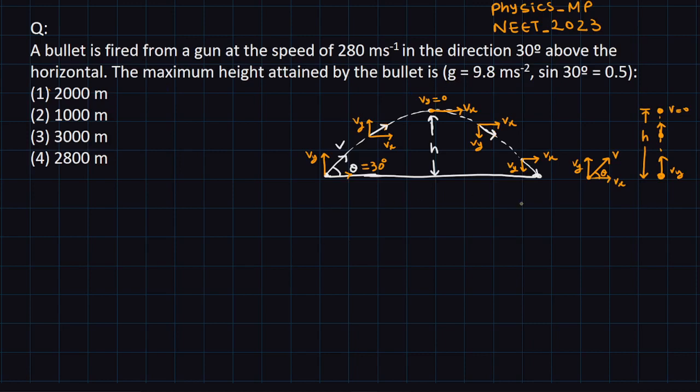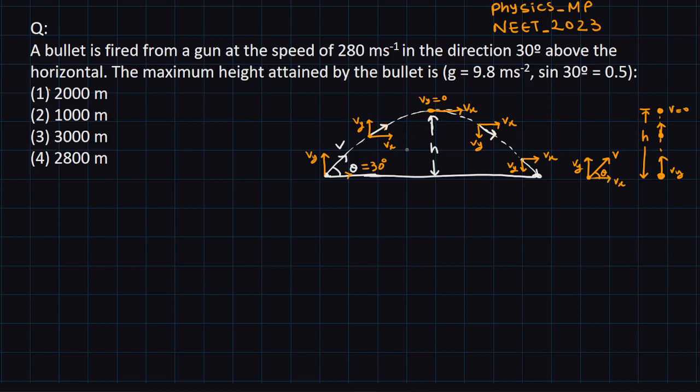Let me show you the trajectory of the bullet. Since it is fired at an angle of 30 degrees with the horizontal, it will always follow projectile motion. Its velocity can be resolved into two components, Vx and Vy. Since the bullet is moving under the influence of gravity, it follows this trajectory, and its Y component, the vertical component, will always be under the influence of acceleration due to gravity, g. So it will slow at every moment until it reaches a height where the velocity Y component becomes 0, and that will be the maximum height attained by the bullet.